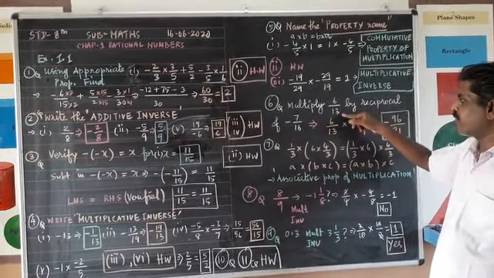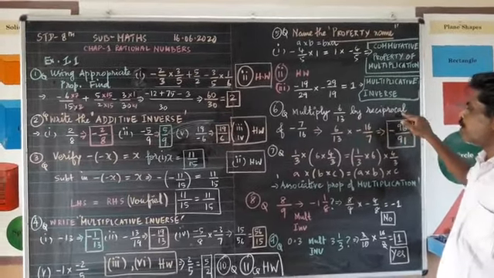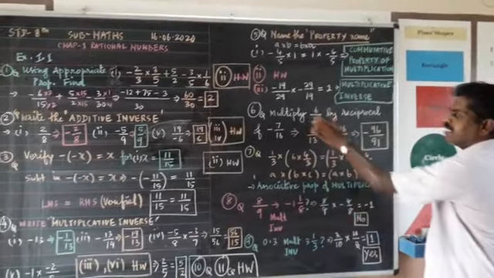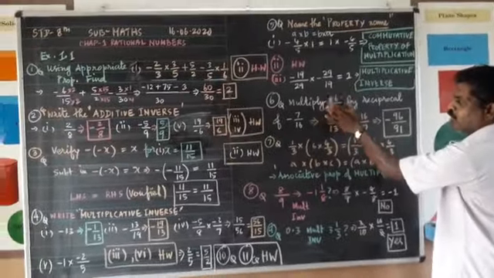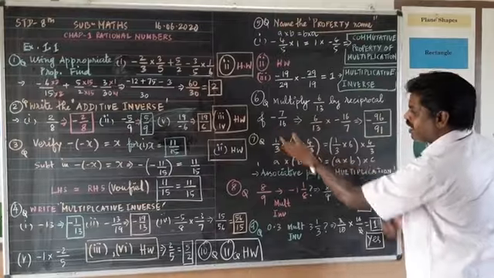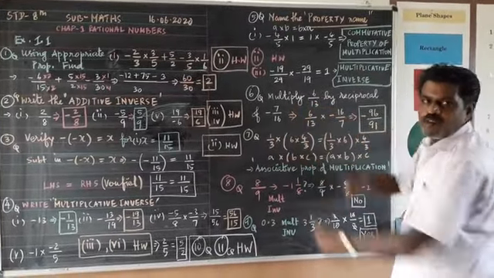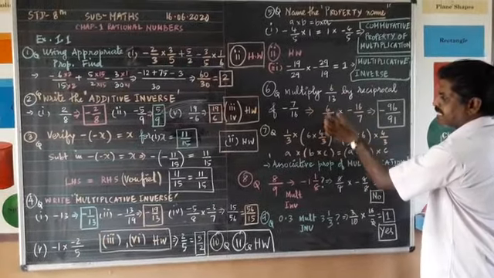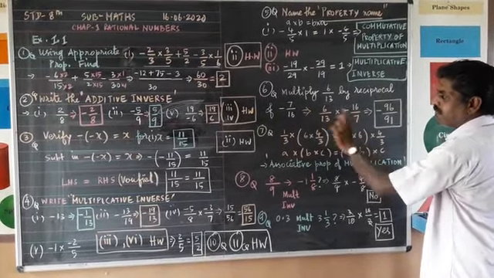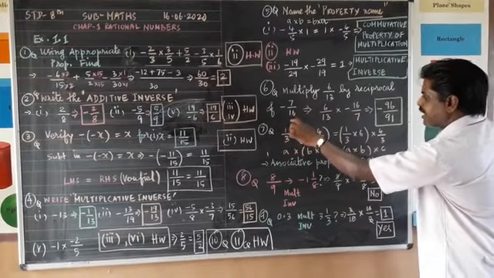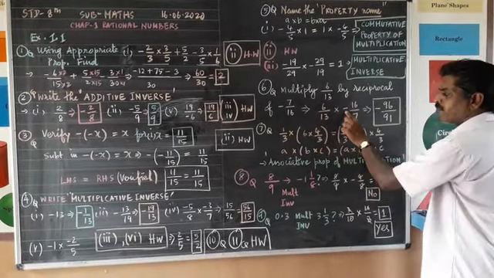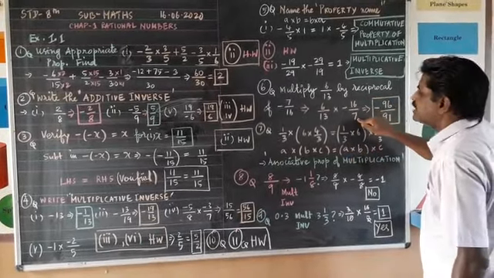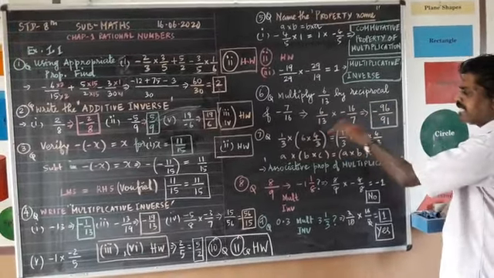Multiply 6 upon 13 by reciprocal of minus 7 upon 16. What is that? This number 6 upon 13 you have to multiply by this number, in reciprocal form. So 6 upon 13 as it is I have taken. You have to multiply with the reciprocal of minus 7 upon 16. Reciprocal means minus will remain same. Only the number will be inverted. So 16 upon 7. Then no cancellation is there.